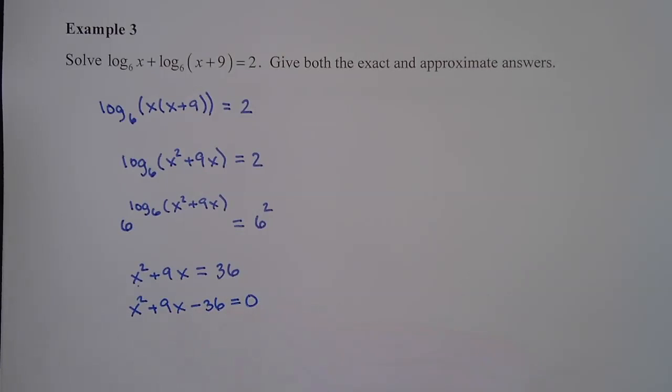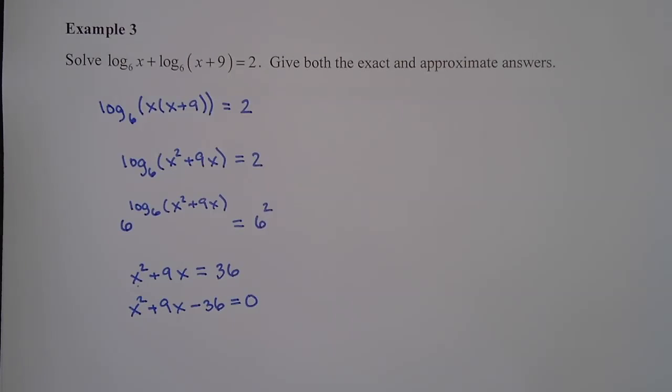All right, and now to factor this, we need to think of two numbers whose product is negative 36 and the same two numbers whose sum is 9, okay? And because the product is negative, I know one of them has to be positive and one of them has to be negative. And because the sum is positive, the bigger of these two numbers has to be positive. So if you think about it, 12 times 3 is 36.